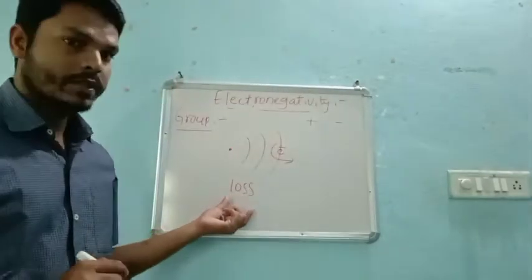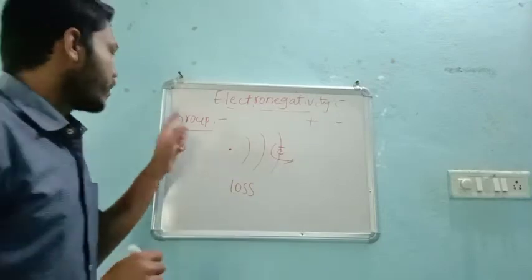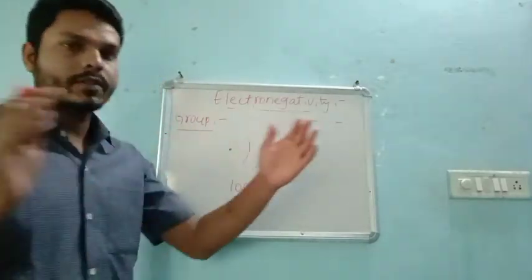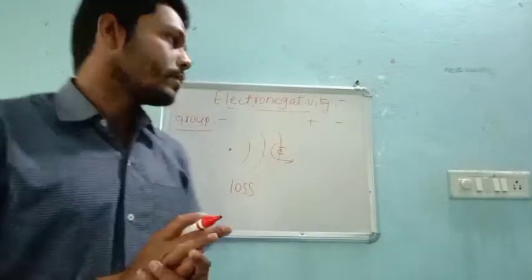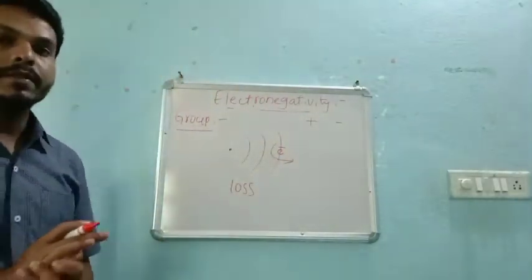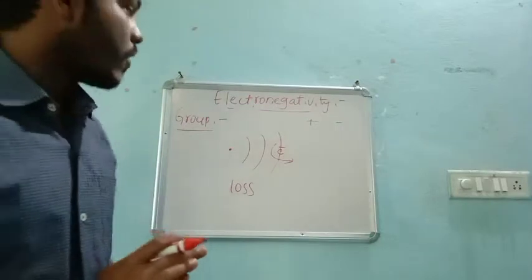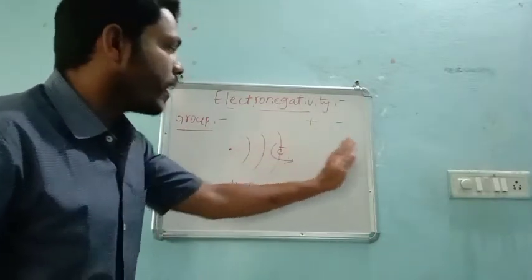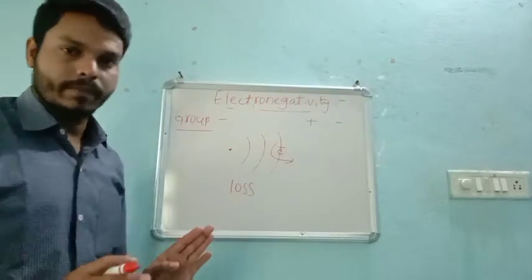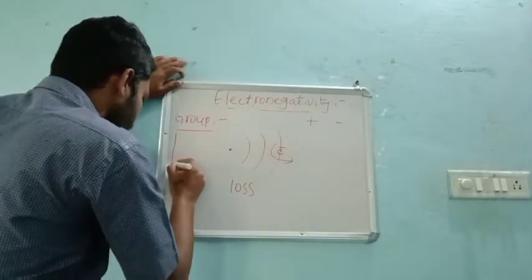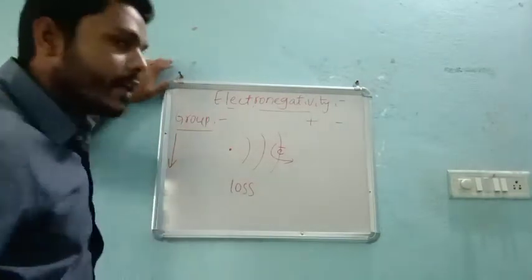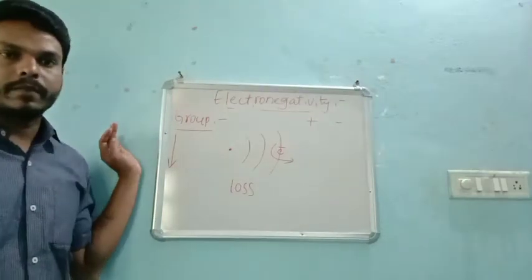So that's why I am just reminding you, right? So in case of group, the atomic radius increases. If the atomic radius increases, then what happens? The electrons very easily undergo ionization, right? In group, atomic radius increases, sure, right?